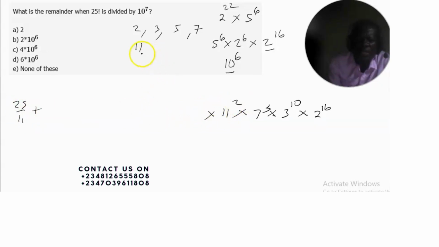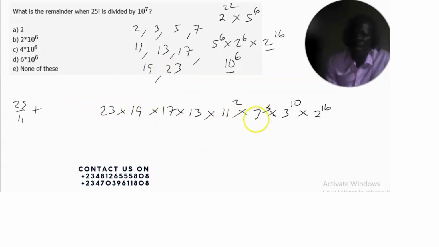So the next prime number will be 13. So how many 13s do we have? That will be 13. So the next one is 17. So we have 17 here. So the next one is 19. We have 19 here. Then is 23. So we have 23 here.